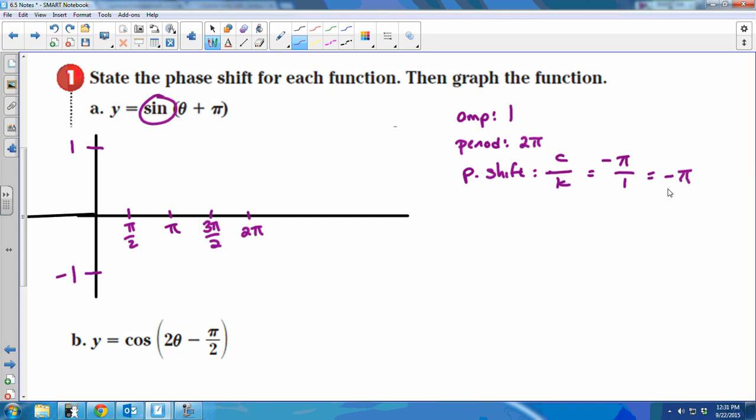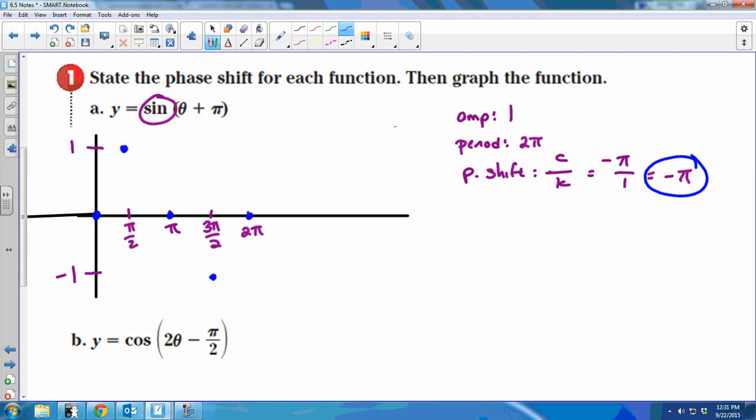All right, but think about this with me. You don't have to graph this part. But sine normally does this, correct? So this is what the sine curve would look like, right? Well, we're shifting it pi to the left, okay?